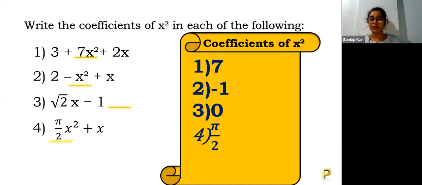And for the third one, we can see that there is no term with x squared, therefore 0 is the coefficient. For the fourth one, you can see that x squared has the term pi by 2, therefore the coefficient of x squared is pi by 2. So here we are done with the coefficients part.